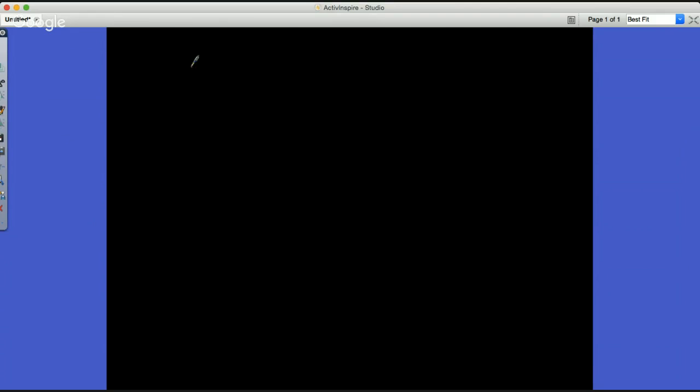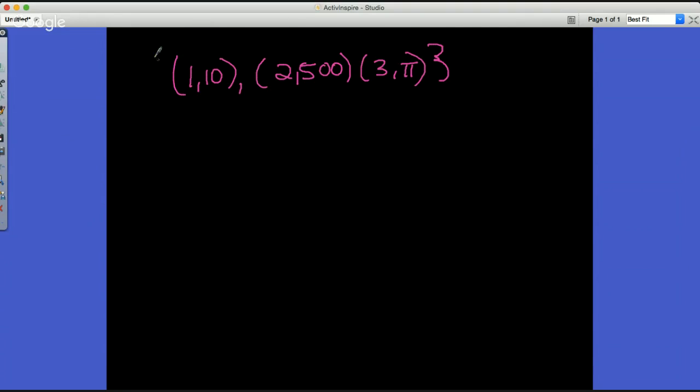All right. Now, on the next one, number 2, it gives us multiple points. Now, remember, when we talk about domain, it is left to right and range is low to high.